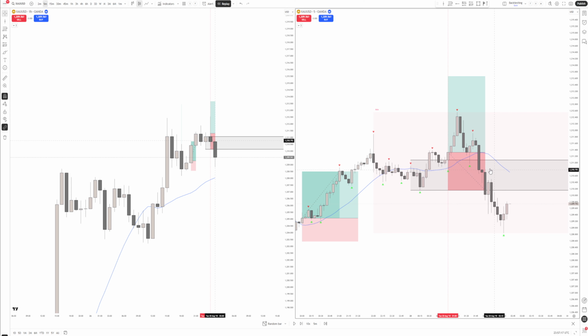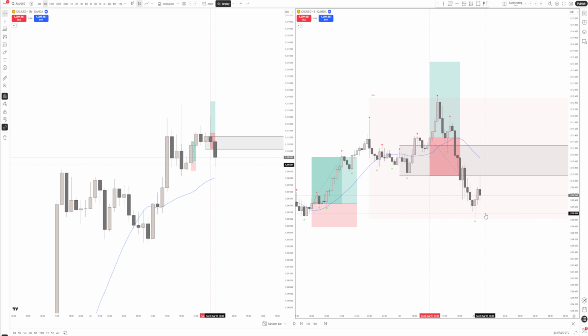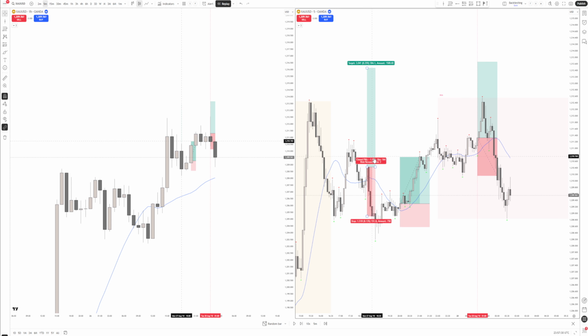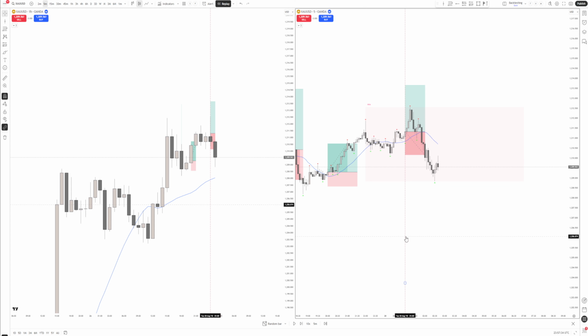Okay, you can see in this part we got to about 1R, and then of course price broke down to the downside and we got stopped out. So at the moment we lost one, won two, lost one. We're at break even at the moment, and that is the Asia session.